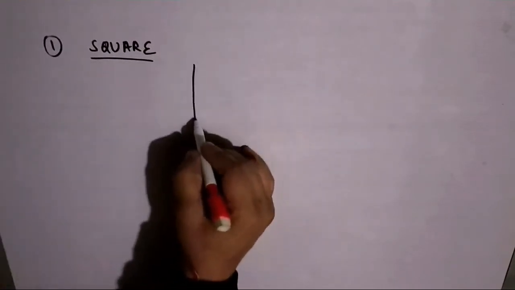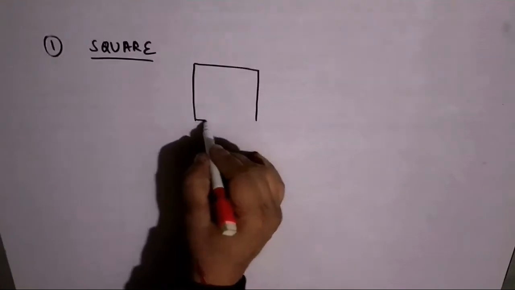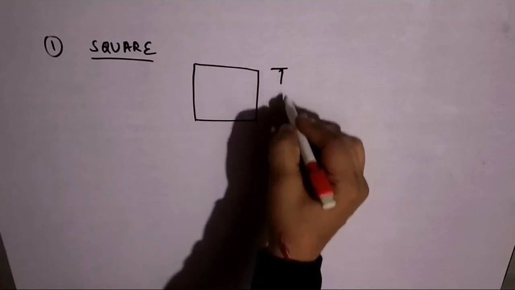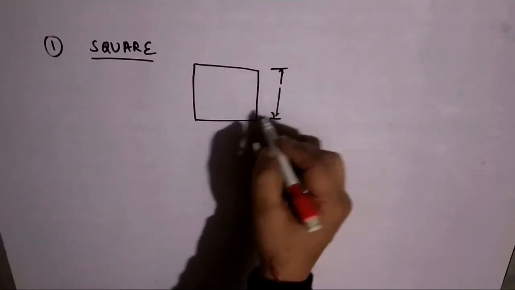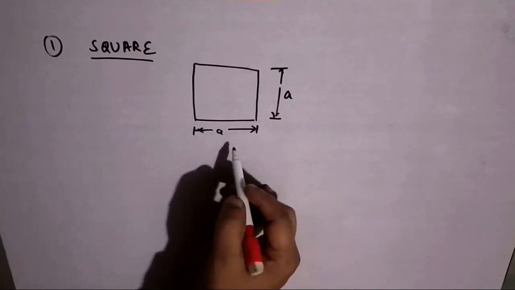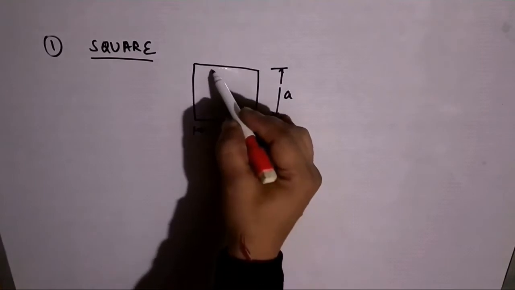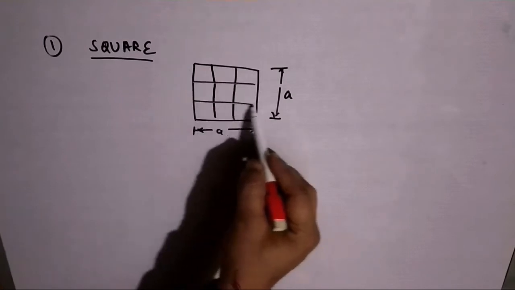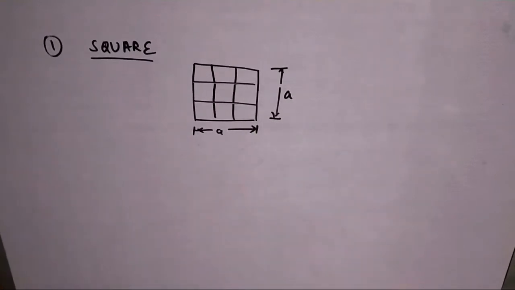A square is basically a two-dimensional figure where length and breadth are the same. So it has only one side length. Suppose one side is A and the other side is also A, and its area can be found out by making squares. I already explained this in my previous video. So if anybody is seeing this video for the first time, I advise you to please see my previous video on the concept of area.